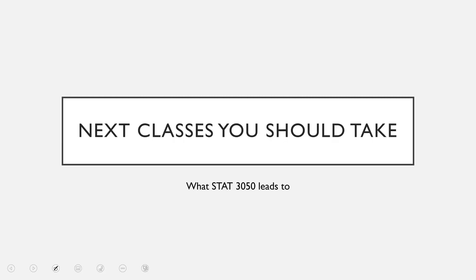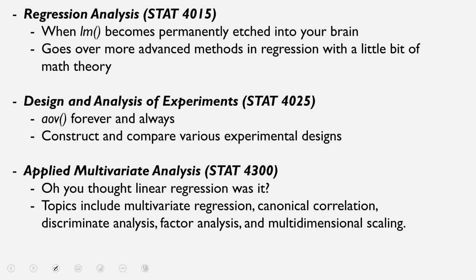The other thing with this is that these 2 theory classes that are prereqs also have prereqs, and they are up through Calc 3. So Calc 1, 2, and 3 are sort of the requirements there. So with all that being said, what other classes should you take? Well, if you want more of the second half of the semester in 3050, then regression analysis is your class, right?